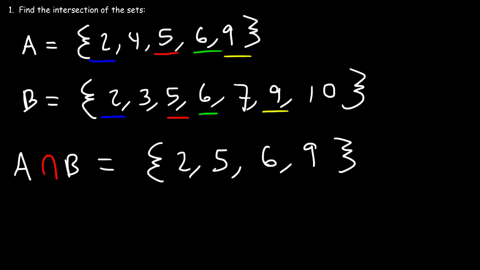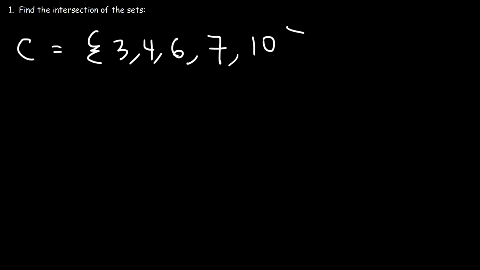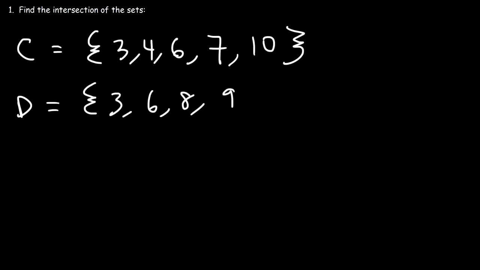So now let's work on some more examples. You can pause the video and try this one if you want to. Let me use some different letters. So let's say this is set C, and it contains the elements 3, 4, 6, 7, and 10. And also set D, which contains the elements 3, 6, 8, and 9. So feel free to pause the video and determine the intersection of sets C and D. Go ahead and try it.